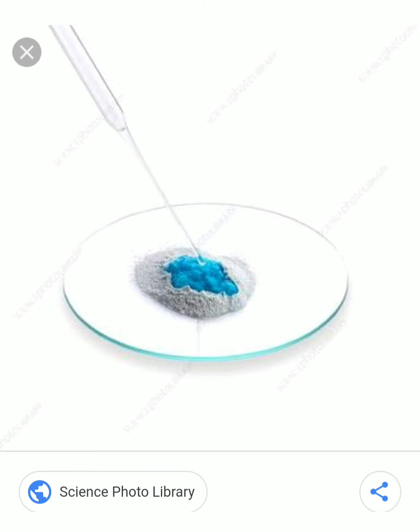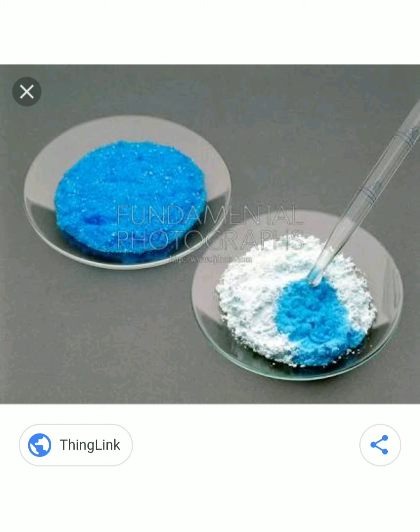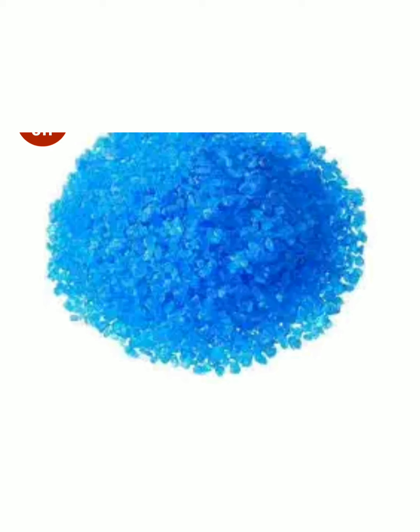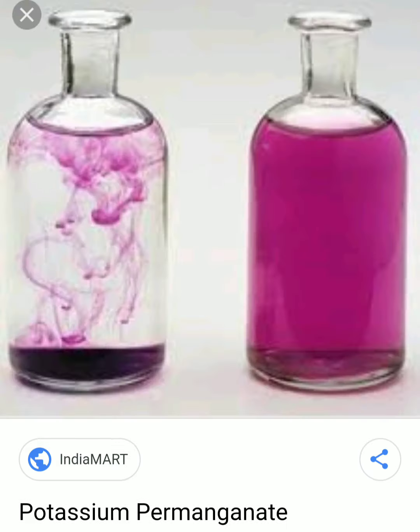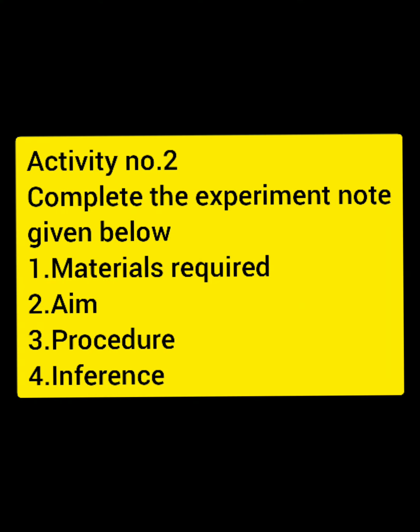You should write the experiment note for this experiment. Do you remember the method of writing experiment notes? We wrote it earlier in the experiment using red amaranth leaves. So let's write the experiment note for this experiment also. This is the second activity, activity number 2. Complete the experiment note given below. First one is materials required. Which are the materials required? The list of the substances that we have studied earlier.